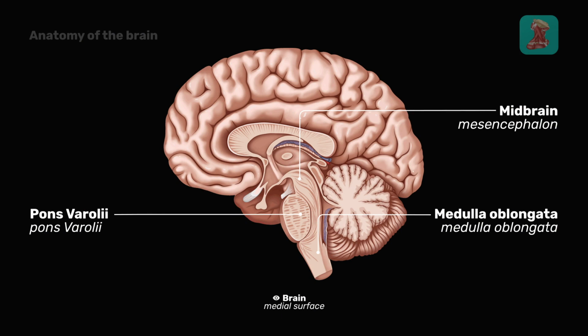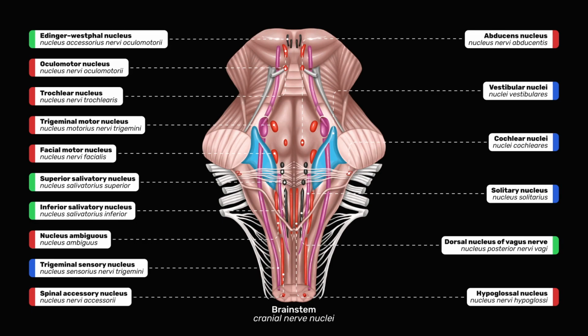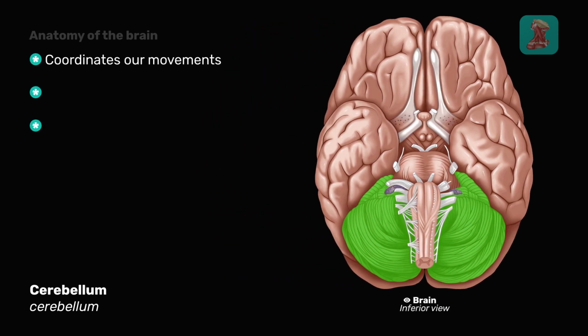The brainstem, as mentioned before, consists of three major divisions: the midbrain, the pons varolii, and the medulla oblongata. In general, it controls vital, life-sustaining functions such as breathing, heart rate, vascular resistance, and partially digestion, among others. Moreover, numerous cranial nerve nuclei are located within the brainstem. And the cranial nerves emerge from the brain at various levels. And the last division is the cerebellum, which literally means little brain. The function of the cerebellum is to coordinate our movements, maintain balance and proper posture.